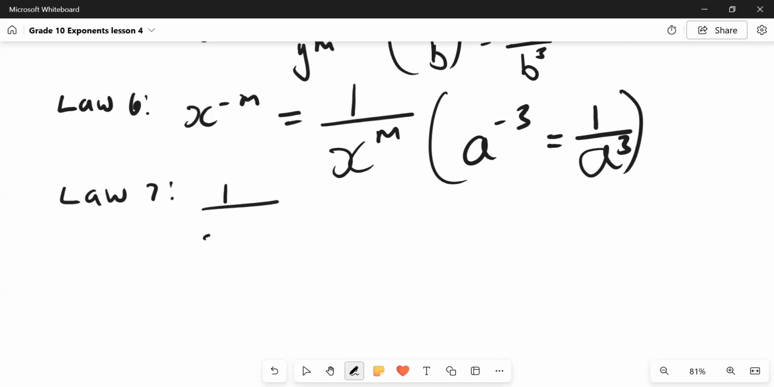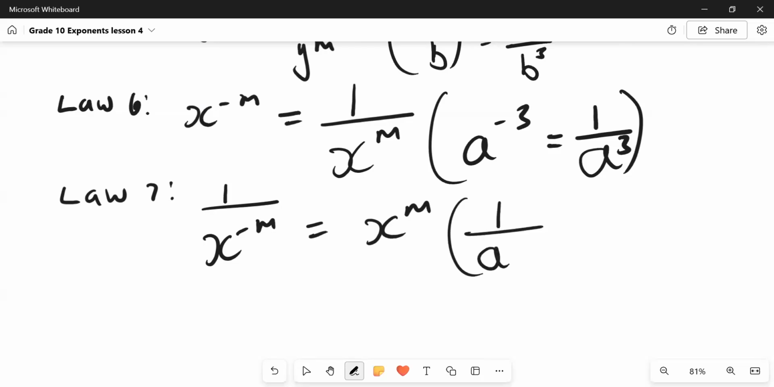1 over x to the power negative m is the same as x to the power of m. This is the law. So for example, 1 over a to the power minus 3 will give us a to the power of 3.